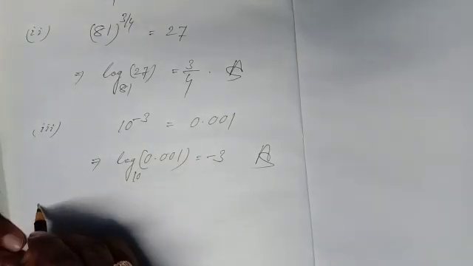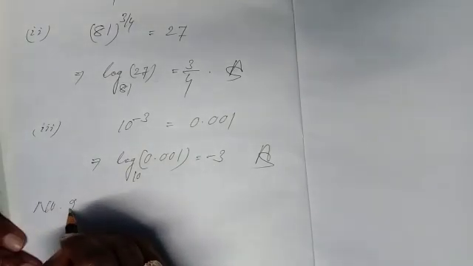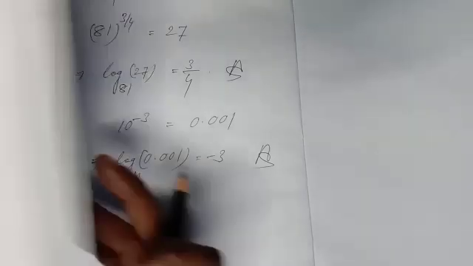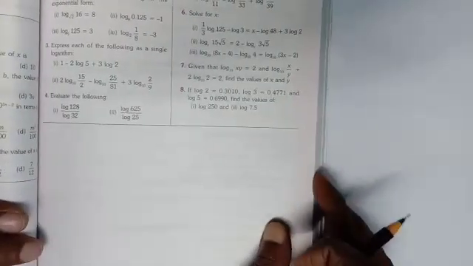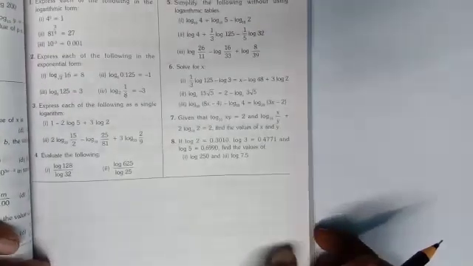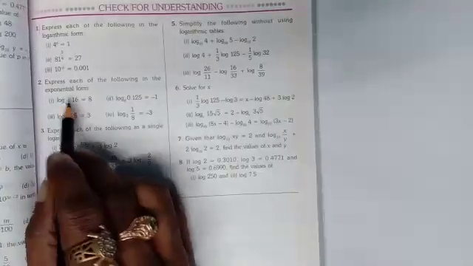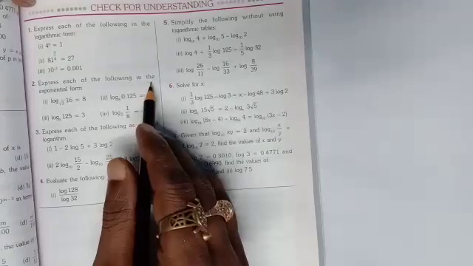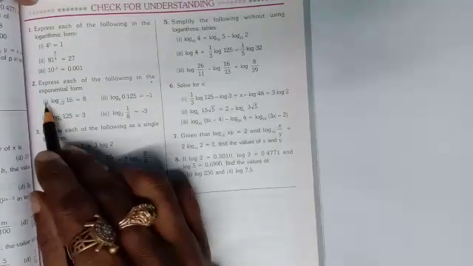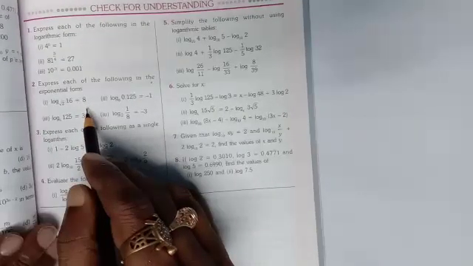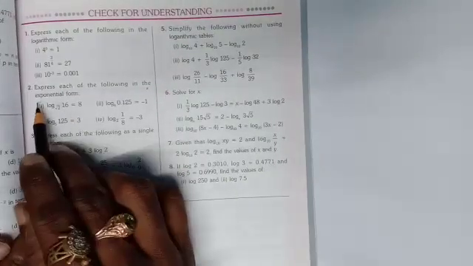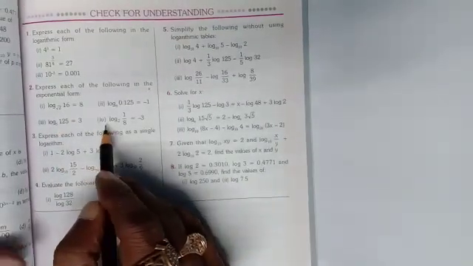Number 1, all 3 parts completed. Let us go to question number 2. See the question number 2. Express each of the following in the exponential form. It means the logarithm form is given, and you have to write it in exponential form. There are 4 questions in number 2. Let's solve one by one.